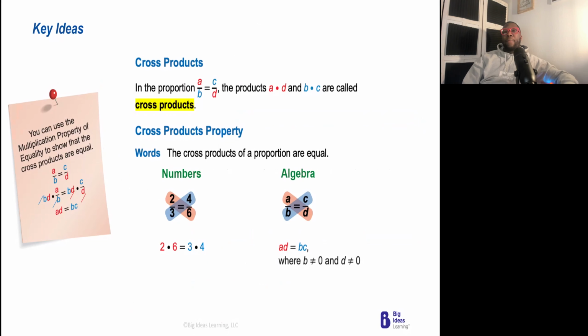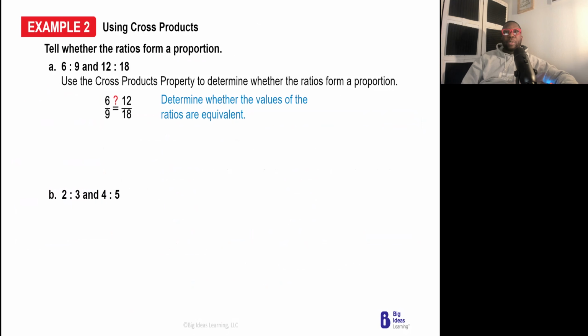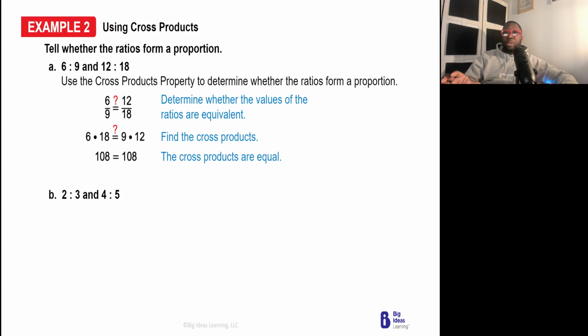Here's an example. 6 to 9 and 12 to 18. Let's use cross products. We multiply 6 times 18, and we multiply 9 times 12. 6 times 18 is equal to 108. 9 times 12 is equal to 108. Because the cross products are equal, we can say that these two ratios are proportional.